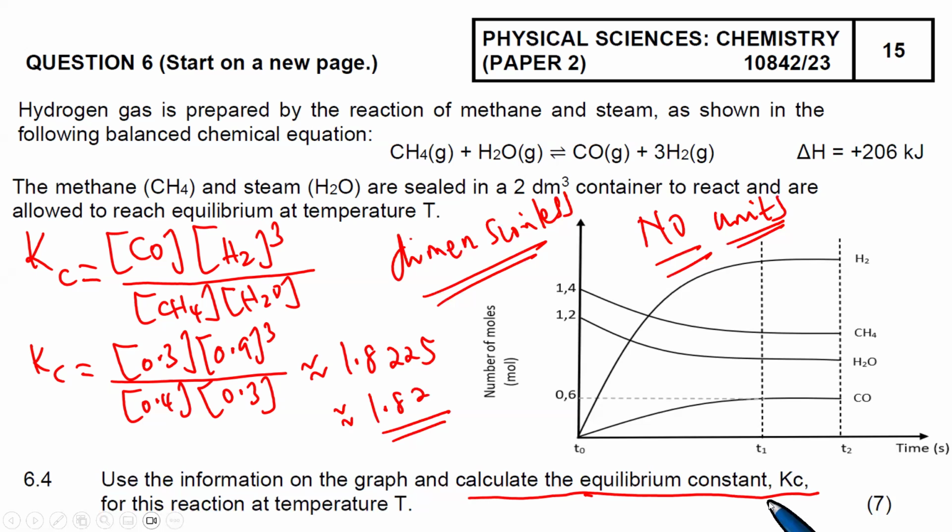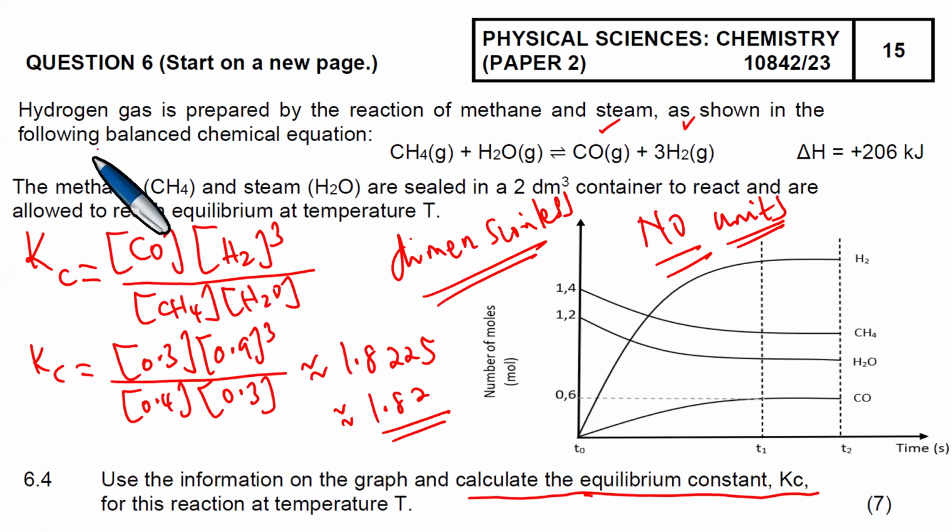But note that when you're doing this, because I know there are some students who have never seen this, I'm just discussing this because there are students writing this chemistry paper tomorrow. What is very important is that when doing Kc, you must take the concentrations of the products and divide by the concentrations of the reactants.